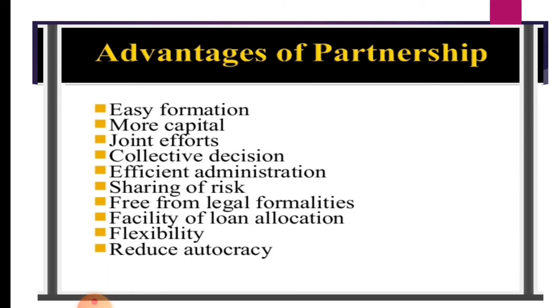Next one is free from legal formalities. Already we saw in the features itself, it is free from legal formalities. Too much of registration process, legal formalities அதெல்லாம் கிடையாது. Even though the firm is to be registered, only a small amount of formalities are to be followed. Facility of loan allocation. So again, loan allocation is also very easy. Facility for loan is very much easy because there are lots of members involved in the business, and each and every member can apply for a personal loan, and this can be invested in the business. Okay. Next, flexibility. So easy resolution.